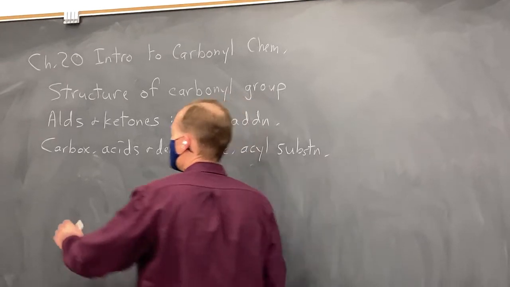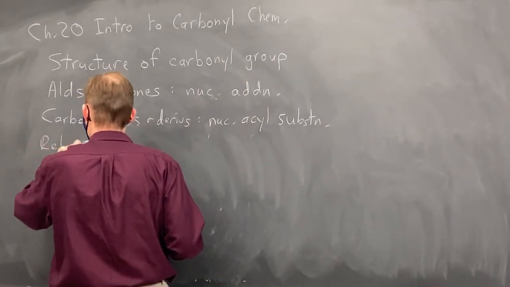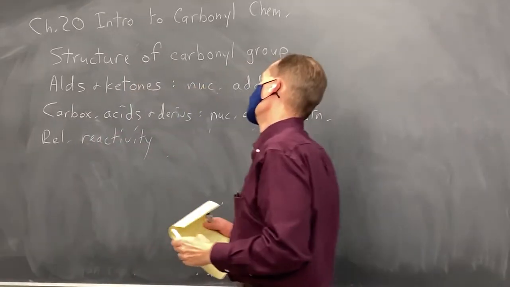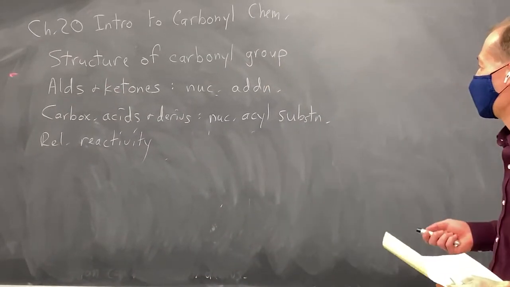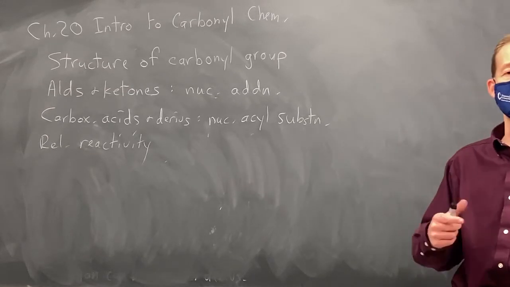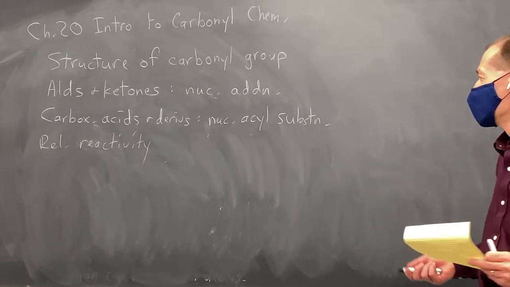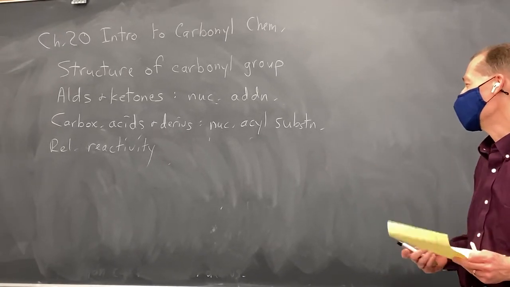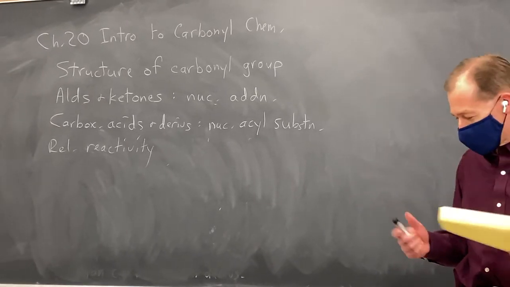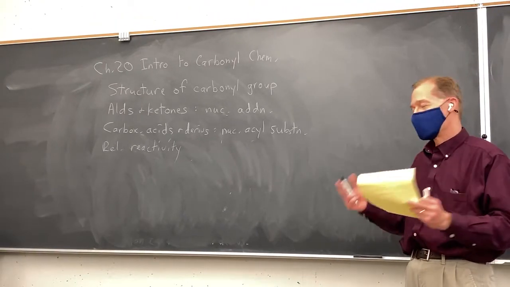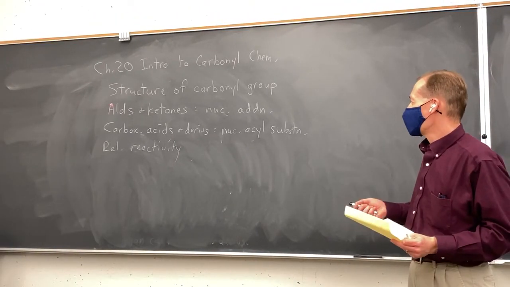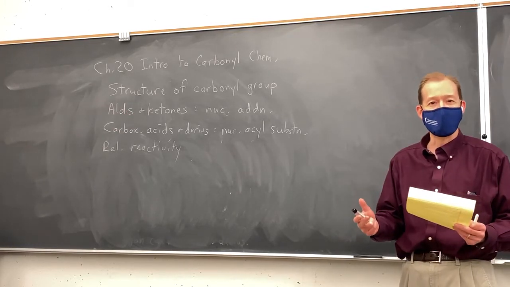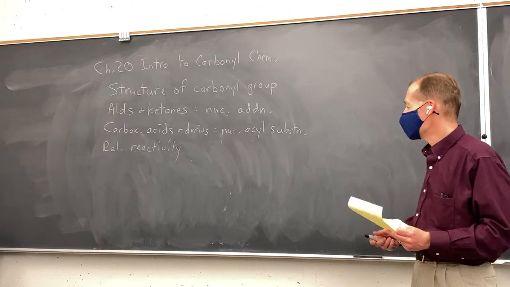We talked about the relative reactivity of these compounds in a couple different ways. We said that aldehydes and ketones are more reactive than our carboxylic acids and their derivatives. Those Z groups are donating electrons to the carbonyl carbons, and therefore making them less reactive. We also talked about how aldehydes are more reactive than ketones. We gave two reasons for that, a steric reason and an electronic reason.